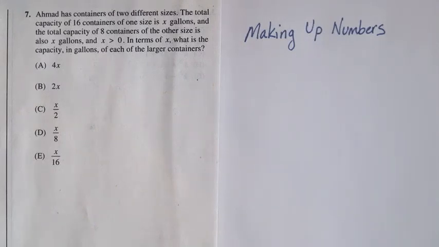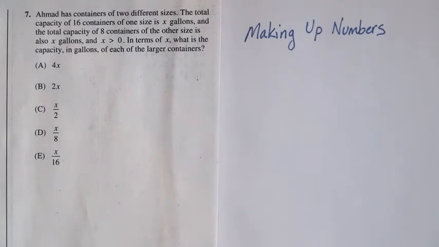Question 7 reads, Ahmed has containers of 2 different sizes. The total capacity of 16 containers of one size is X gallons, and the total capacity of 8 containers of the other size is also X gallons, and X is greater than 0. In terms of X, what is the capacity in gallons of each of the larger containers?